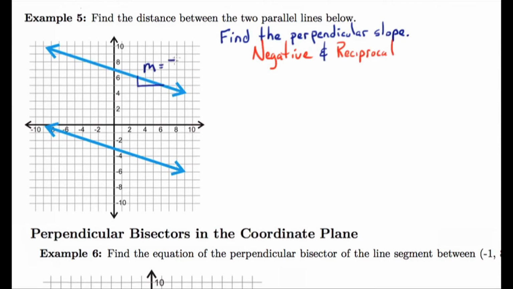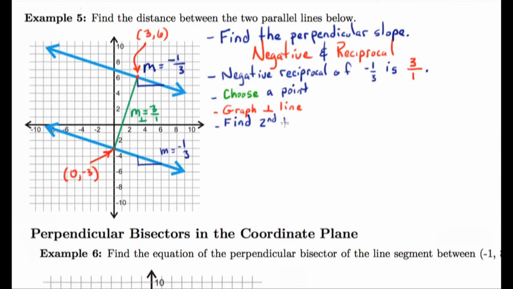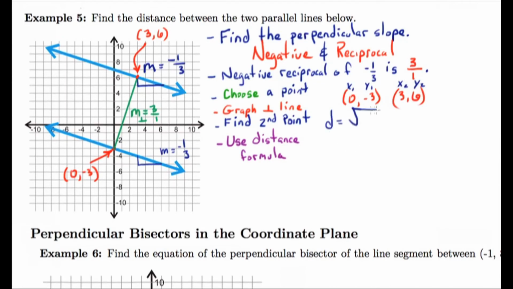Okay, find the distance between these two parallel lines below. So this is the same problem. This time the lines are graphed for you. So we need to determine what the perpendicular slope of the line is, which is 3 in this case. And then we're going to choose a point, graph the perpendicular line to find the second point, and then use the distance formula to find the distance.